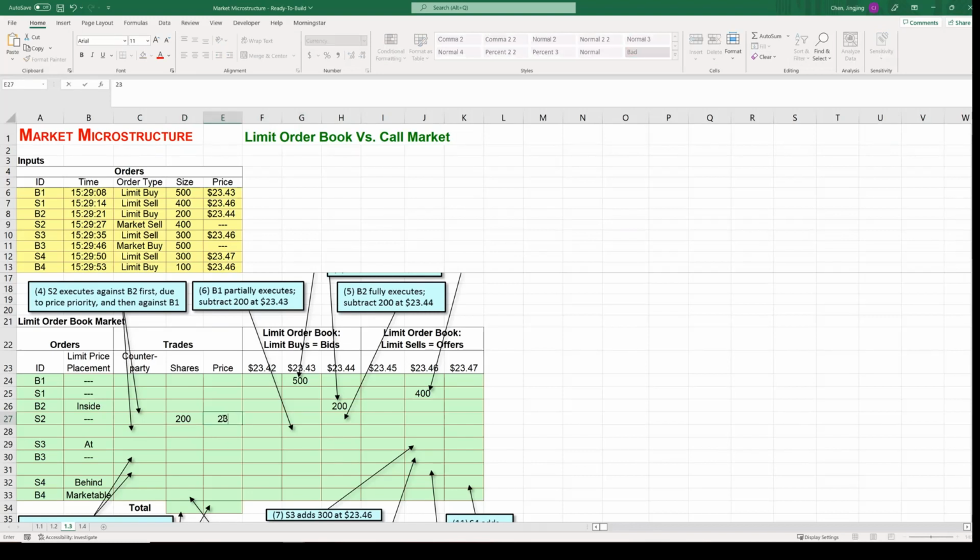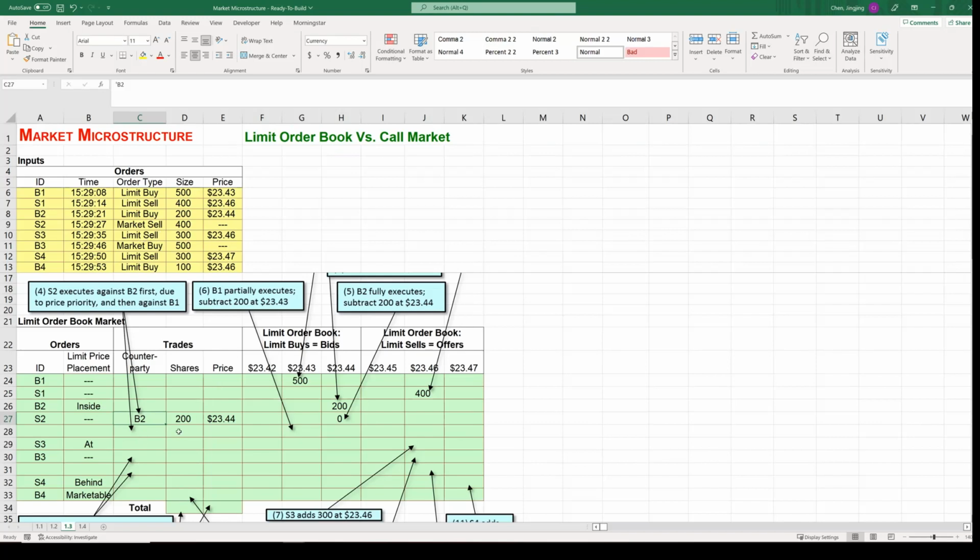And the price is 23.44. So this counterparty will be B2. Since the 200 shares here will be executed, it will reduce the number to 0 here. So we no longer have 200 shares listed here in the limit order book, because order number B2 is filled at this time point because of this market sell order.